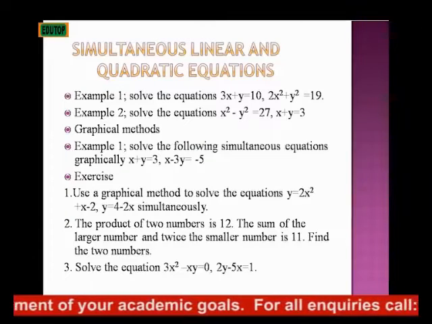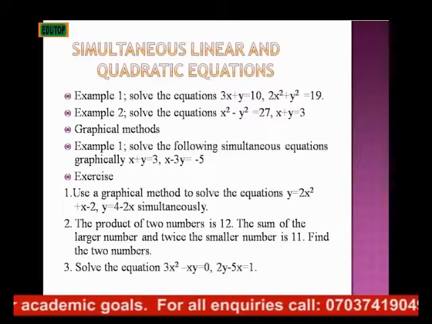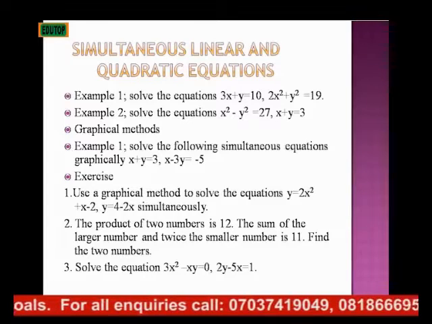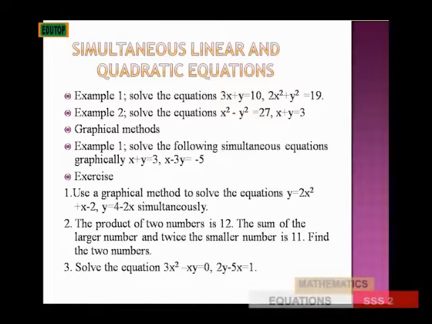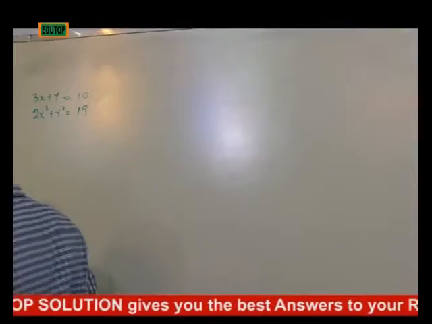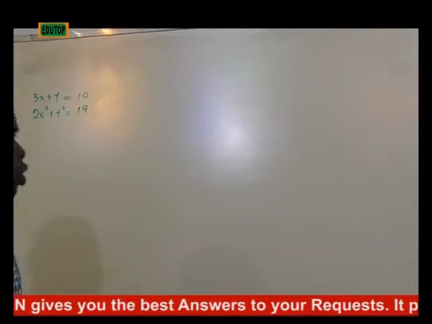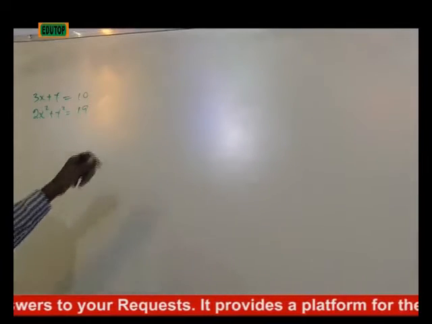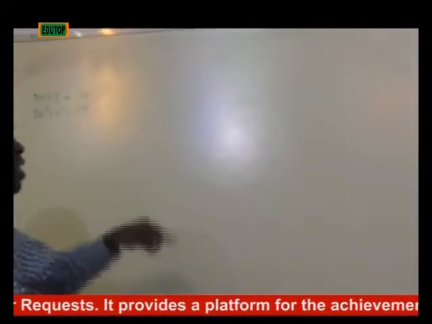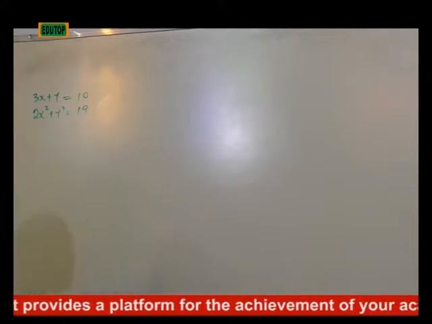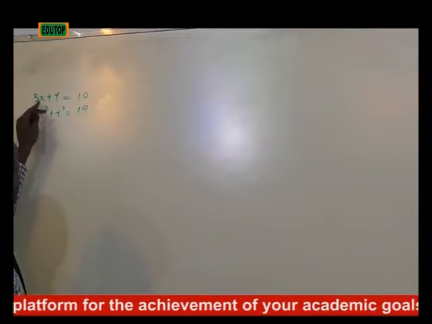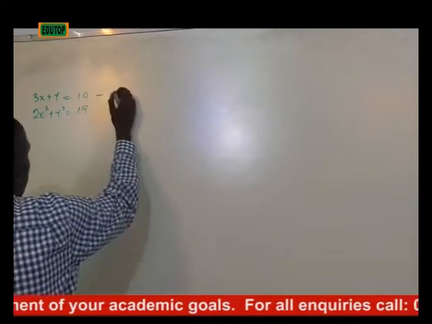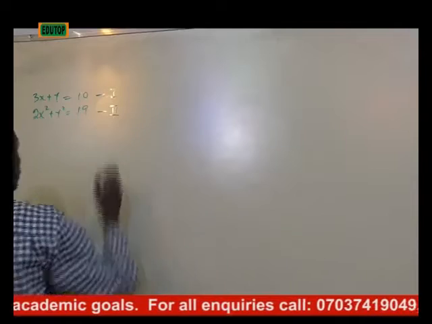We have 3x plus y equals 10. Then we also have 2x squared plus y squared equals 19. So this is what is given to us. We are asked to solve the equation. If you look at the two equations, you will discover that the first equation is linear, while the second equation is quadratic, because the highest power of x here is 2, while the highest power of x here is 1. So automatically, this is equation 1, and this is equation 2.